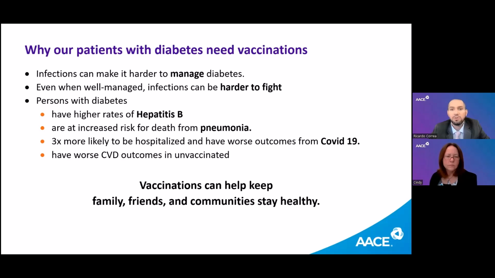According to the Centers for Disease Control, people with diabetes have higher rates of hepatitis B compared with the rest of the population. People with diabetes are at increased risk for death from pneumonia. Persons with diabetes have three times more risk of being hospitalized due to COVID-19 and have worse outcomes. Immunization provides the best protection against vaccine-preventable disease. Vaccination can help keep family, friends, and community healthy.